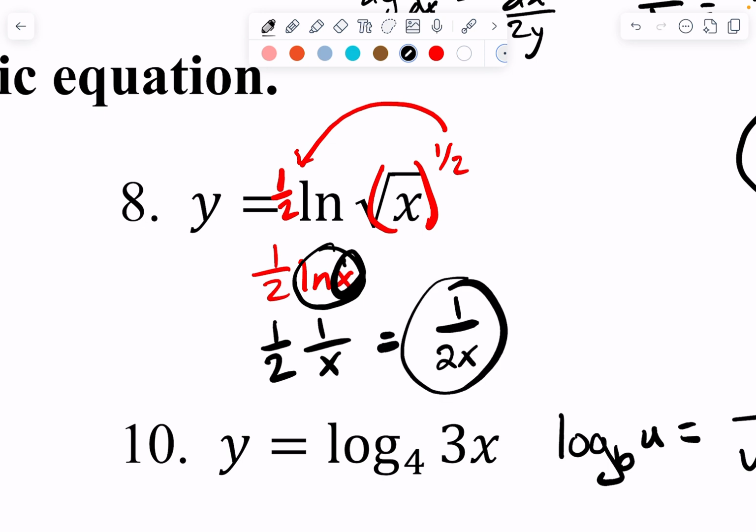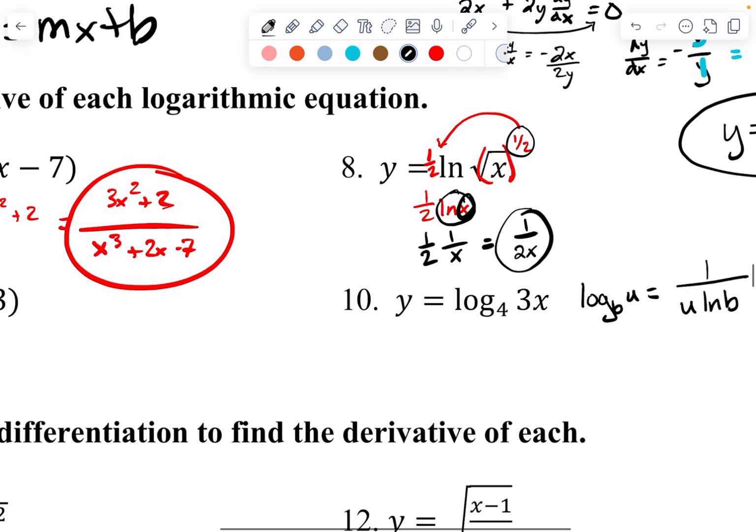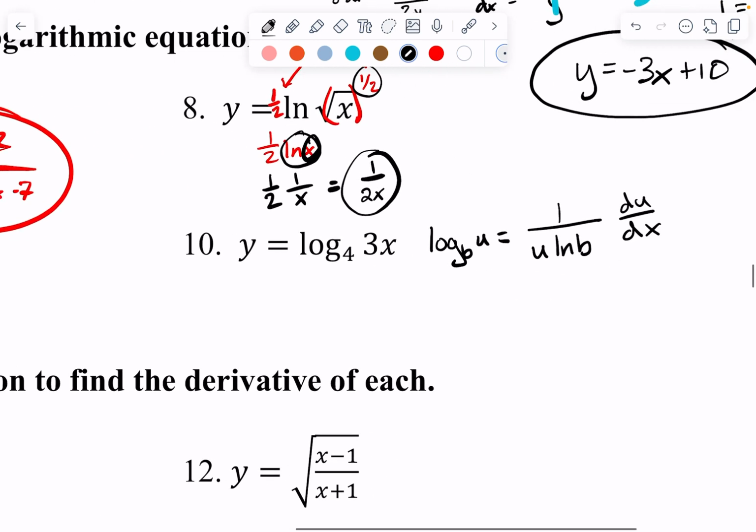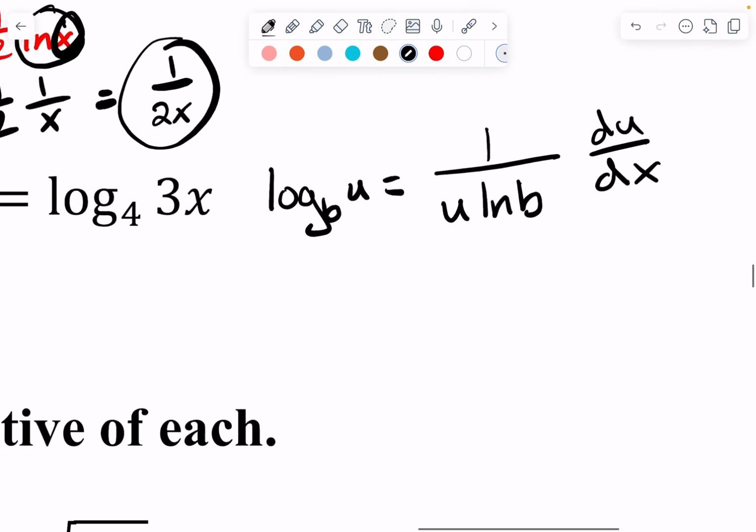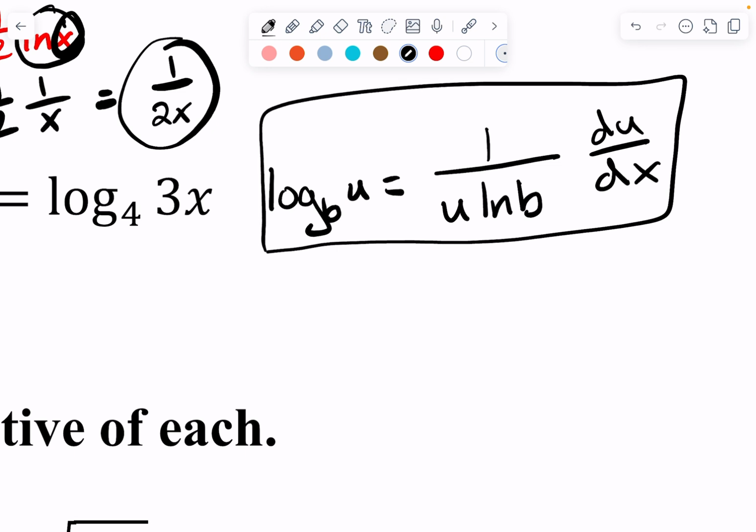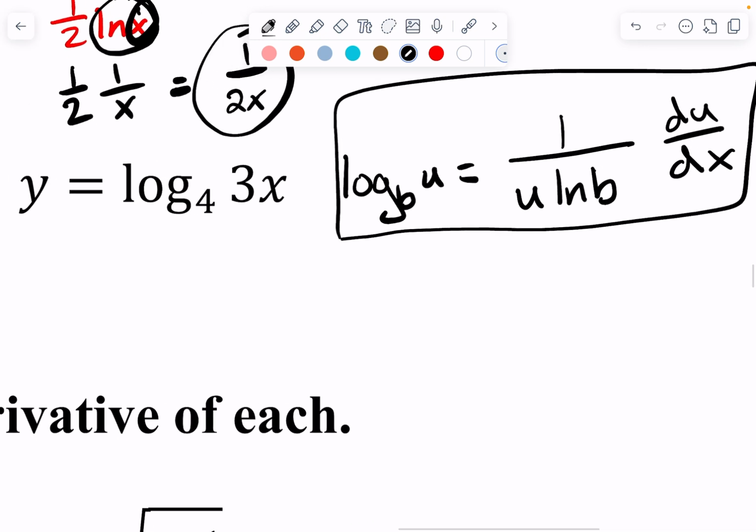So the very wonderful thing about ln's is the exponents can come down in front and all that good stuff, okay? Very wonderful tool. I'm going to go down to number 10 first because I had to go look back and write this rule down. This is the rule that you're going to use for finding the log of this thing, all right? So we have log base b of u. What is b? b is 4. u is 3x. So when I'm plugging this in for my derivative, it is 1 over u, which is 3x, times ln of b, which is ln of 4.